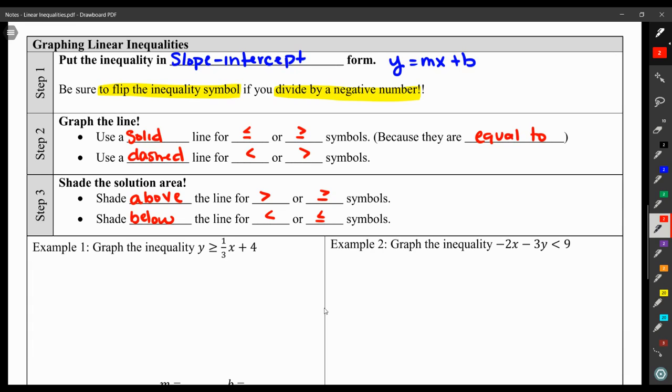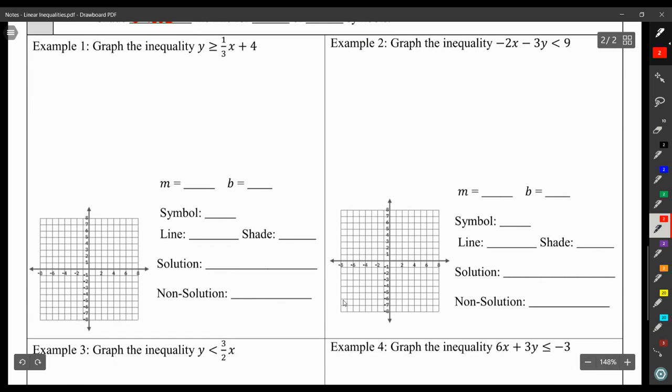So let's look at example 1. So for example 1, we have y greater than or equal to 1/3 x plus 4. So step 1 has already been done for us. It's already in slope-intercept form. So now we just need to graph just like we would an equal sign. And so my slope is 1/3. My y-intercept is a 4. So always start by plotting your y-intercept on the y-axis, and then you're going to use your slope of rise of 1 and run of 3 to find more points.